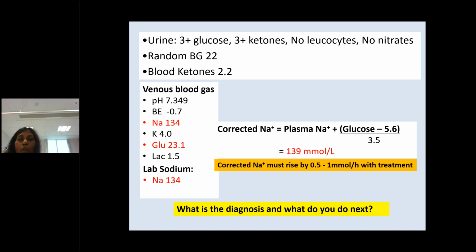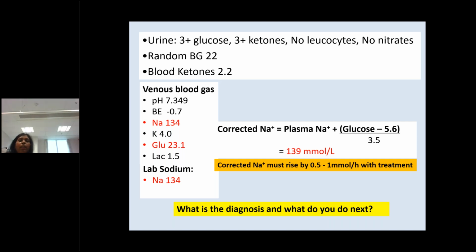I've put the formula to correct the sodium here. So the corrected sodium is plasma sodium, which is 134, plus glucose, which is 23, minus 5.6. That is the mean normal blood glucose expected in any child. So how we derive 5.6 is that the normal BG is between 4 and 7. The mean of that is 5.6, and that is equivalent to 100 milligram per deciliter. You divide that by 3.5, and that gives you the value here as 139 millimoles per liter.